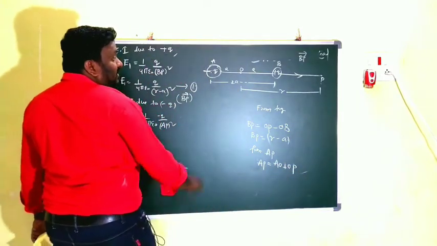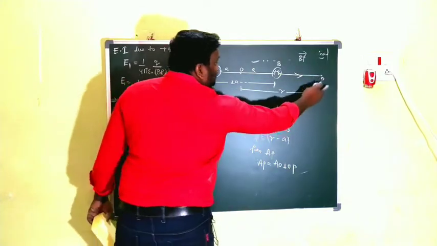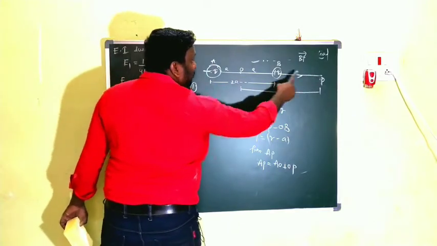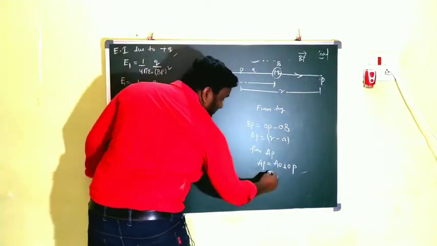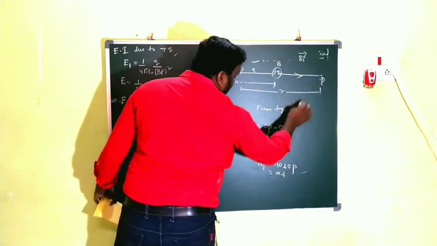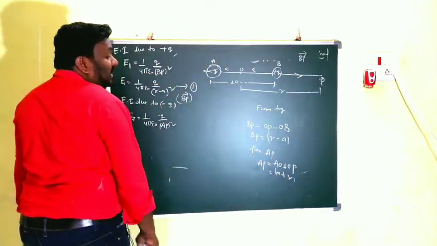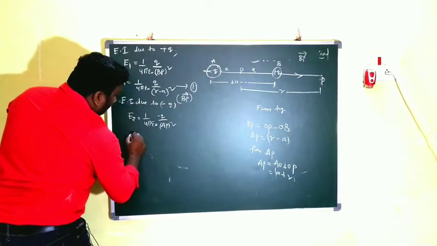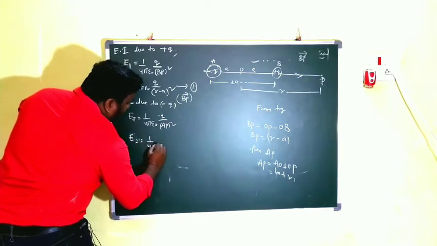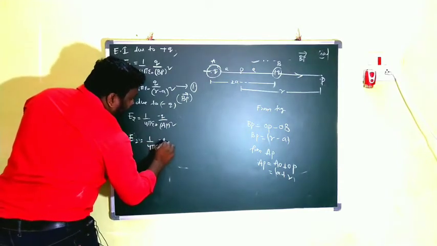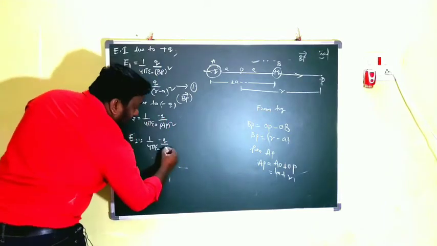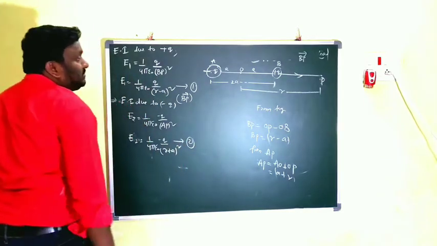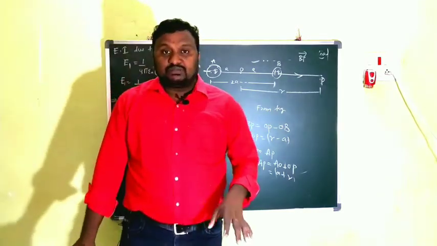Clear? From the figure, AP means AO plus OP. AO value is what? A. OP means what? R. So A plus R, R plus A. That's why here E2 is equal to 1 by 4 pi epsilon naught into minus q by AP, which means R plus A whole square. This is equation number 2.